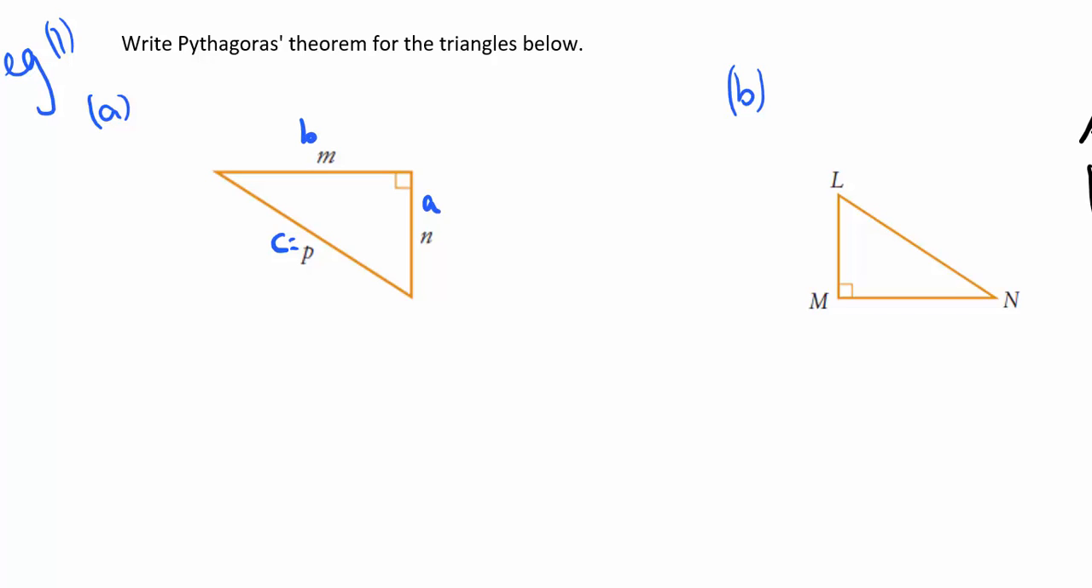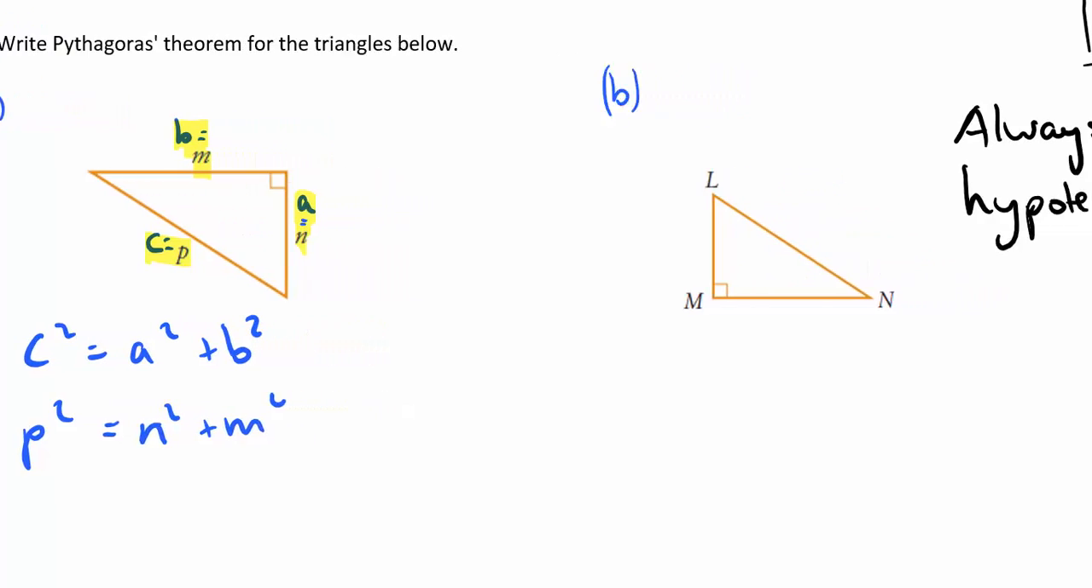So let's write Pythagoras in general. C squared equals A squared plus B squared. What is C though? We said C equals P. So let's replace C with P. Replace A with N. N squared. And we said B equals M, okay, there should be an equals there. That's it. We've written Pythagoras' theorem for this triangle.